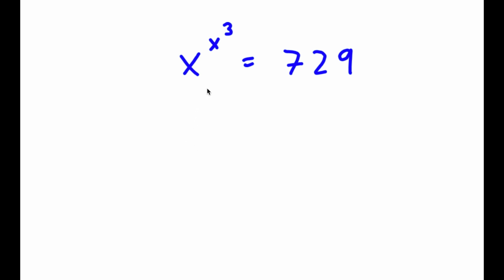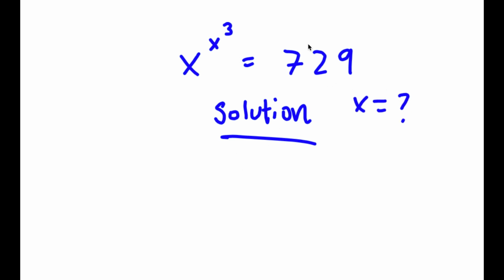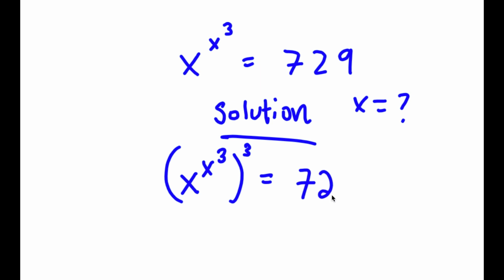Alright, so in this problem, I have x to the power of x to the power of 3 is equal to 729. So for my solution, I obviously want to find the value of x. So I'm going to start by taking the power of 3 on both sides. So now I have x to the power of x to the power of 3 to the power of 3 is equal to 729 to the power of 3.